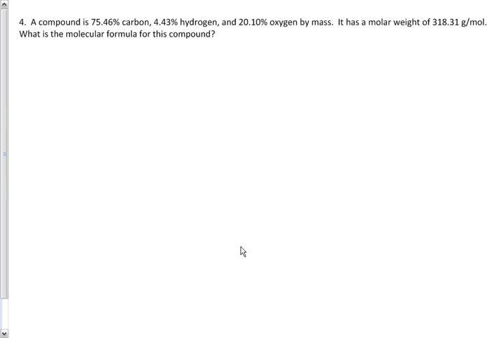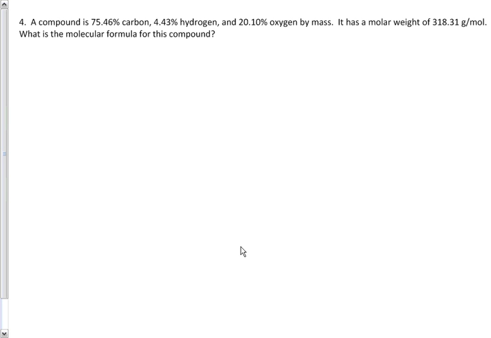In this problem, we will review how to calculate both an empirical formula and a molecular formula. We are going to be doing problem number 4 from the practice worksheet number 7. The problem reads, a compound is 75.46% carbon, 4.43% hydrogen, and 20.10% oxygen by mass. It has a molar weight of 318.31 grams per mole. What is the molecular formula for the compound?